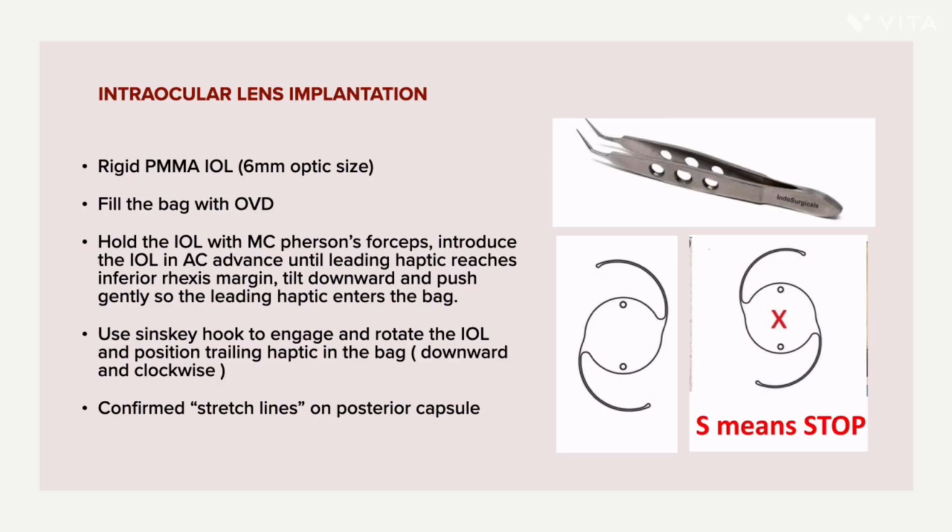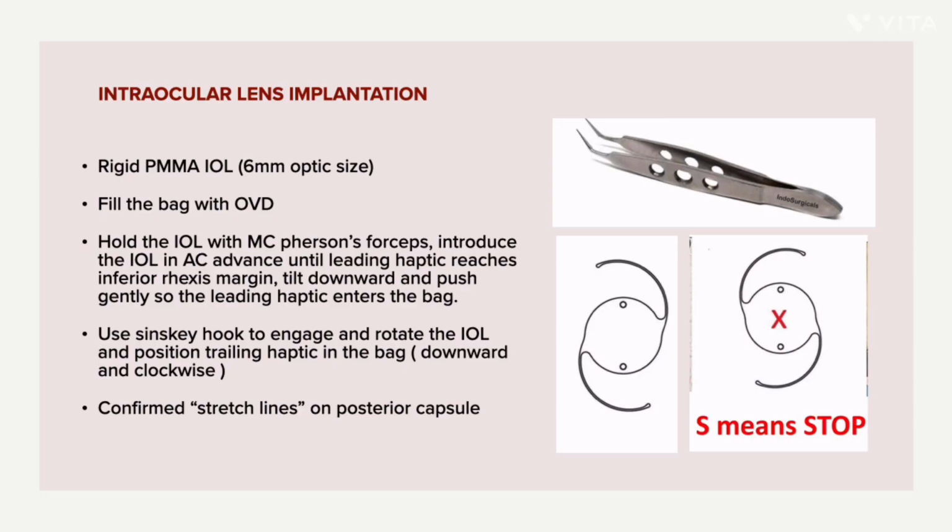After a good cortical cleanup, we move to IOL implantation. We typically use a rigid PMMA lens with 6 mm optic. First, we fill the capsular bag with viscoelastic to maintain space and protect structures, and then hold the IOL with McPherson forceps and insert it into the anterior chamber and advance until the leading haptic reaches the rhexis margin. Then gently tilt downward to place it into the bag.